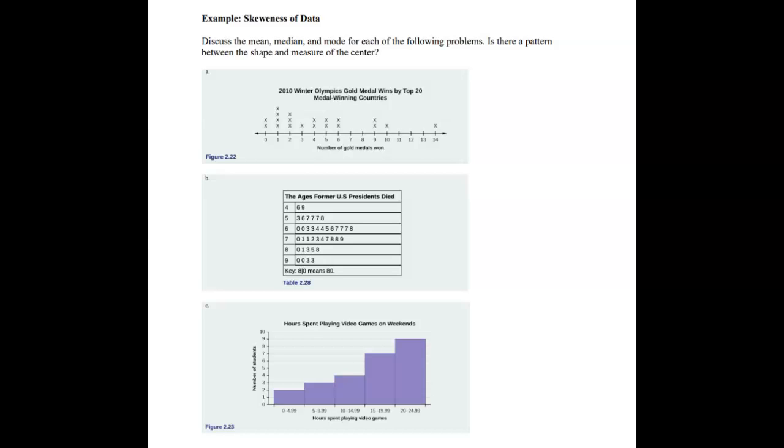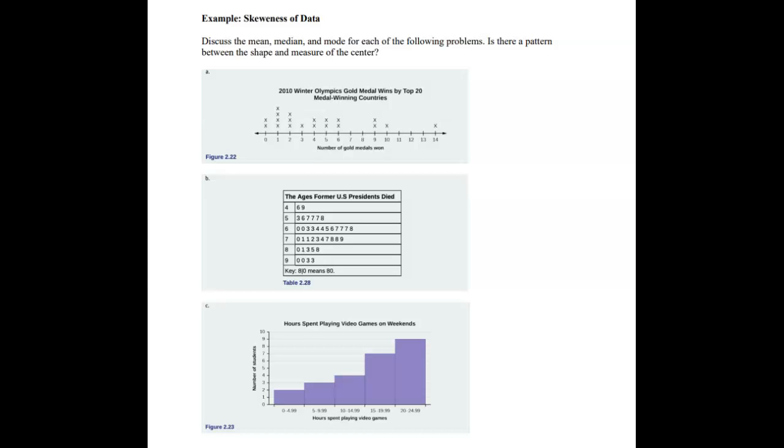Alright, so the first graph, this is a dot plot. Okay, so it's kind of like a histogram. It shows the 2010 Winter Olympics gold medals won by the 20 medal winning countries.